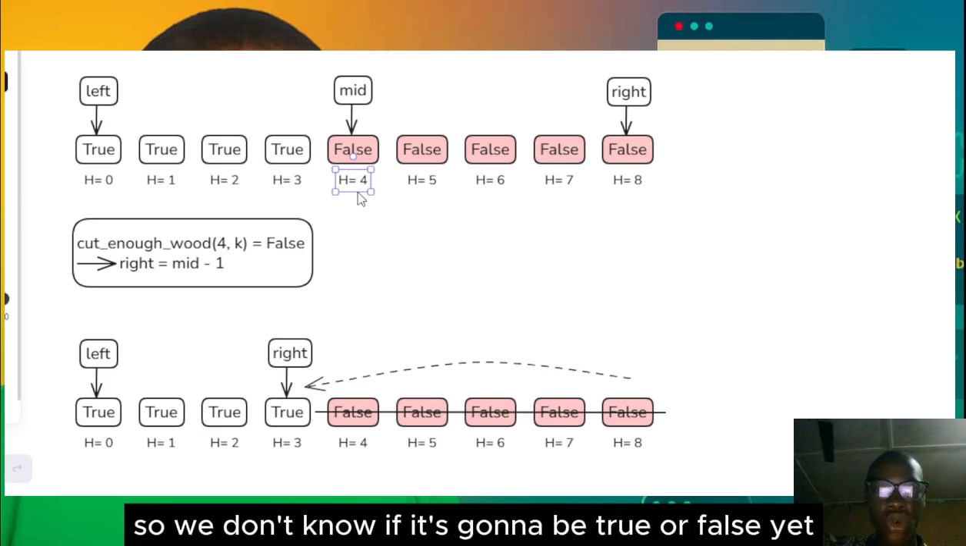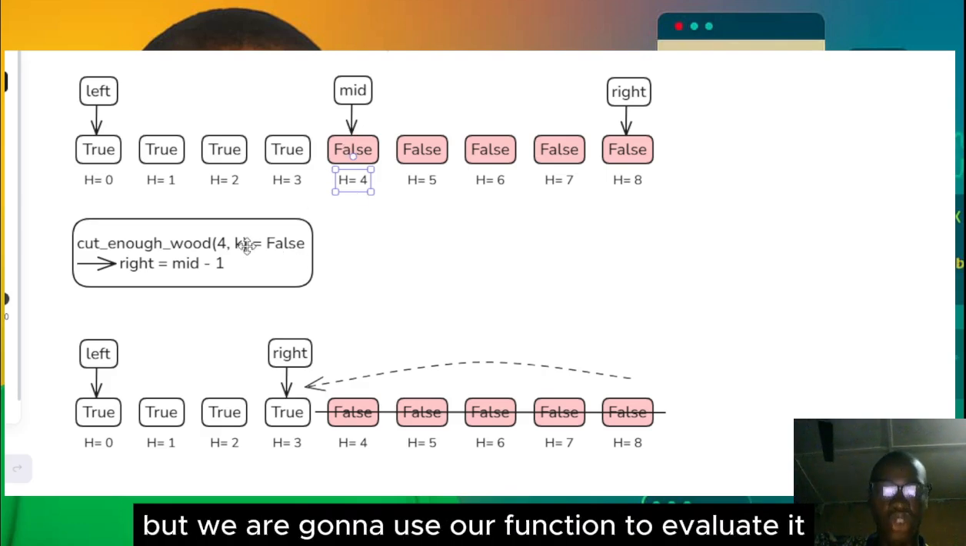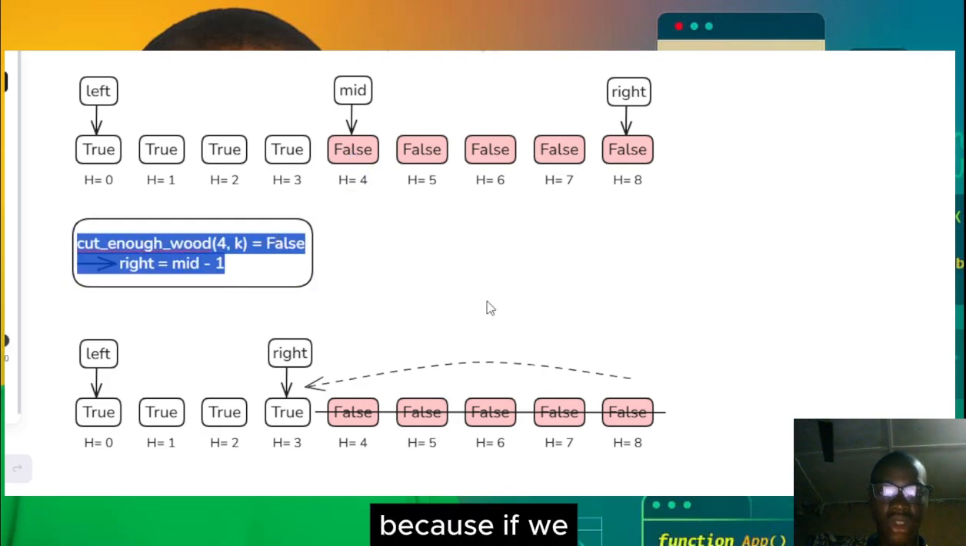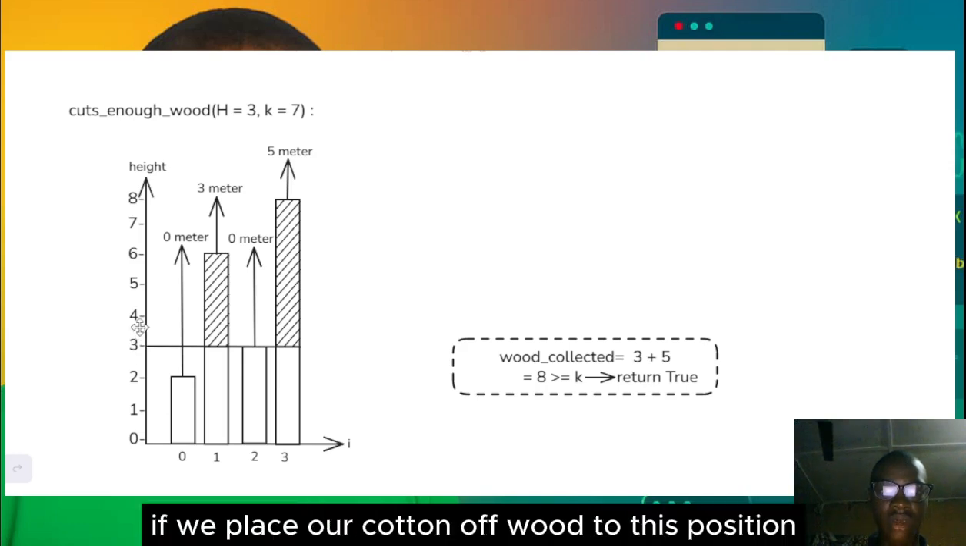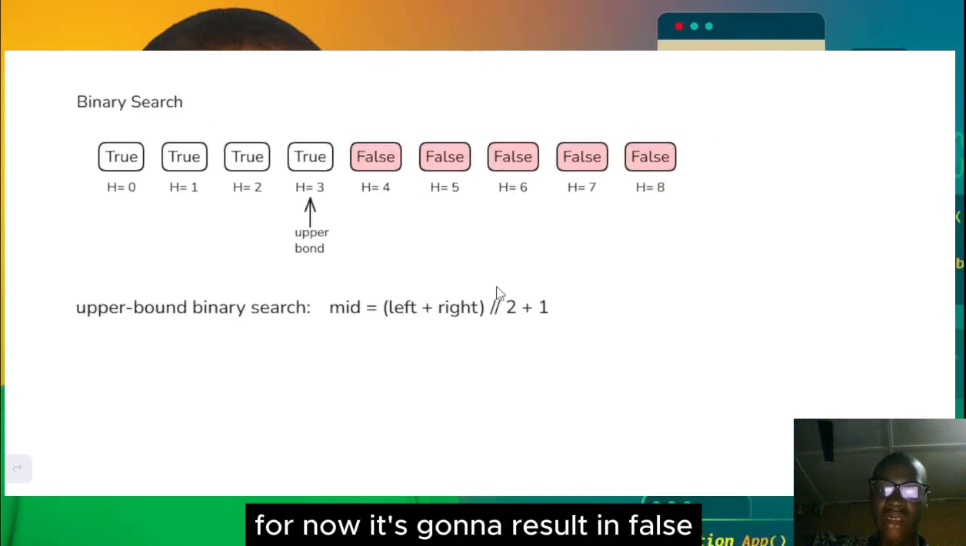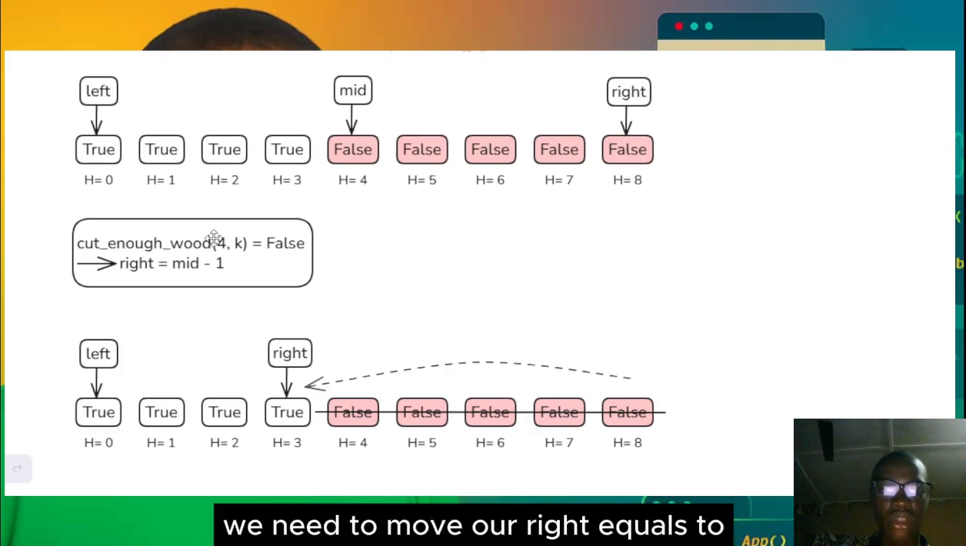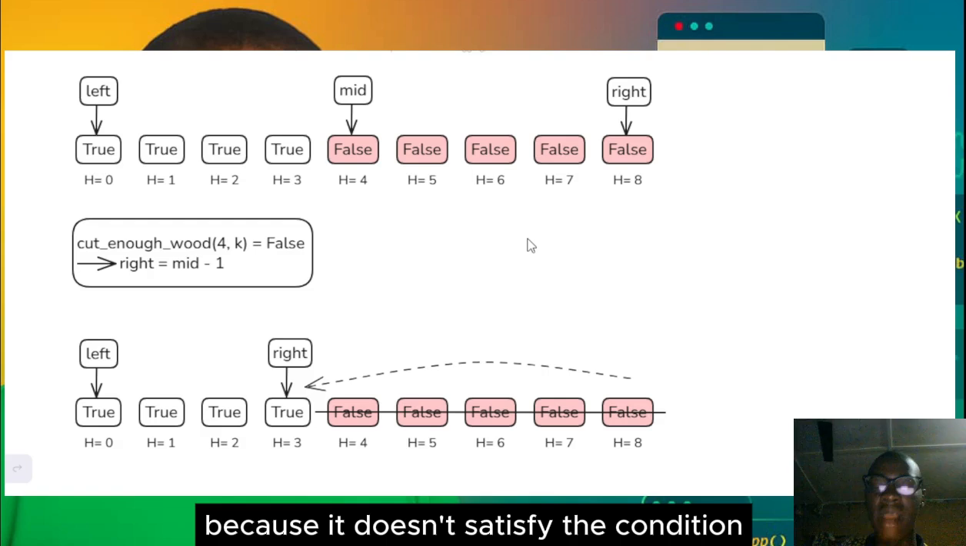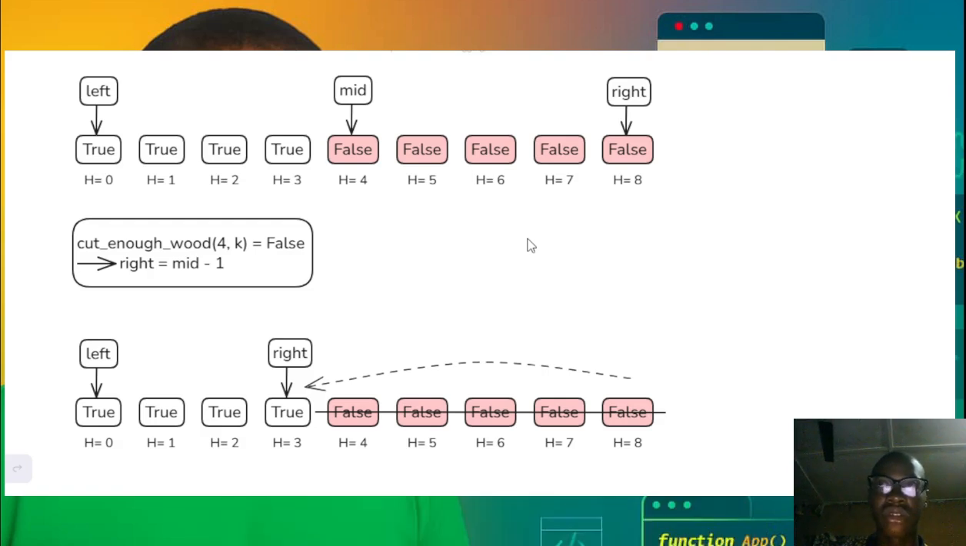We don't know if it's going to be true or false yet, but we are going to use our function to evaluate it. It's going to give us false, because if we place our cut enough wood at this position 4 now, it's going to result in false. And what that means is that we need to move our right to mid minus 1. Why? Because it doesn't satisfy the condition.